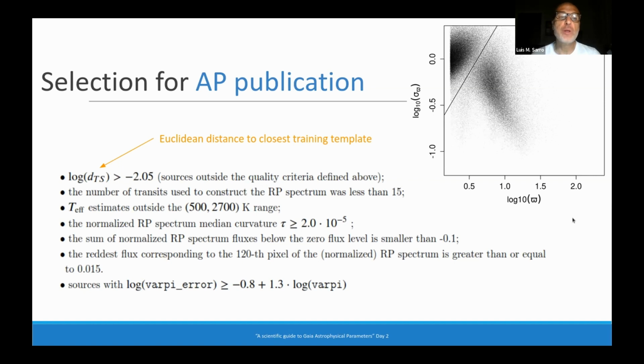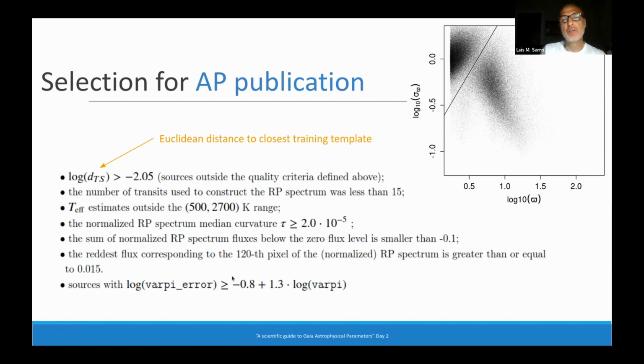Also, visual inspection of our candidates revealed that there are many with reddest flux. If you look at the reddest wavelength sampled by the RP spectrum, some of them had a lot of flux where the sensitivity of the RP spectrograph plus CCD was very low. So it is not expected that at the reddest wavelength you have a significant flux. So in order to remove that source of poor quality RP spectra, we require that this reddest flux was lower than 0.015.